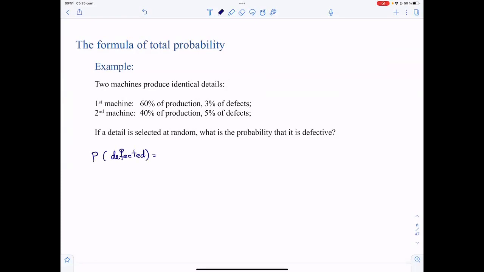Well, we know that these events may be split by two. First, be defected and be produced by the first machine. So this is the first simultaneous pair, plus a probability of a defected detail that was produced by the second machine. And actually, I am intersecting these two events because I want them both to happen simultaneously.